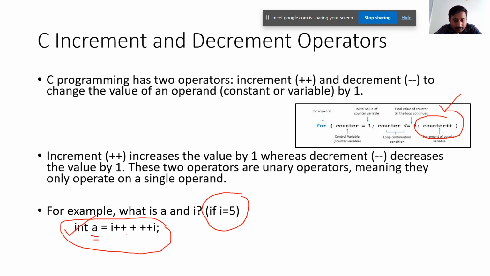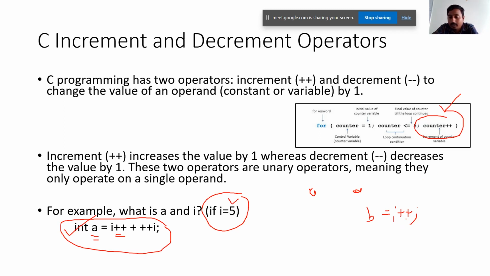Let me just clear one concept before this. When we apply the increment operator after the variable, that is known as post increment, and when we apply the increment operator before the variable, that is known as pre increment. So what is the difference? If I have a equals to b equals to I plus plus, and consider the value of I is 5 only.